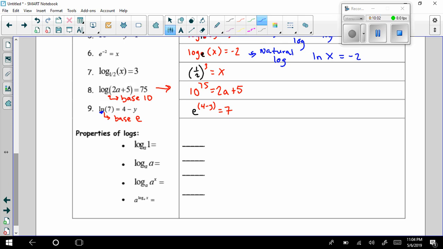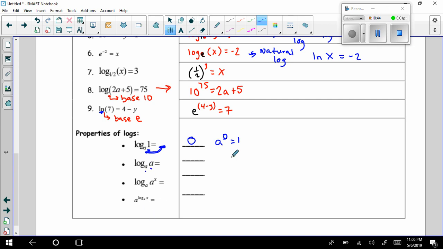A couple special properties of logs as you're going through, helpful things to remember in terms of the base and what you're taking the log of. Again, a log is always equal to an exponent. So if we're raising a to a power and it's always equal to 1, well, that power then has to be 0. So a to the 0 power is equal to 1. So if you have log base anything of 1, it should equal 0.